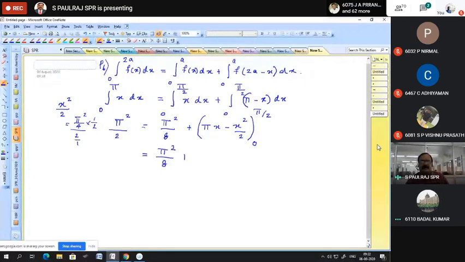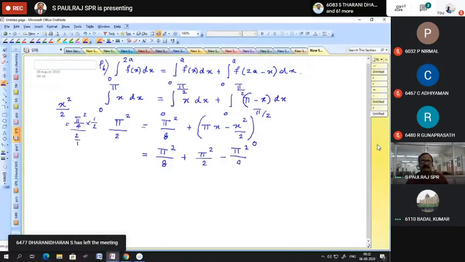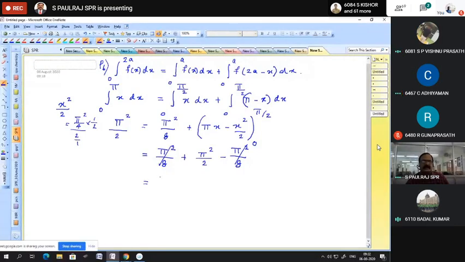Plus pi square by 2, minus pi square by 8. Pi square by 8 cancelled. What is this answer? Pi square by 2. So this is property number 6. We will also solve some problems, not today. But this is the property.